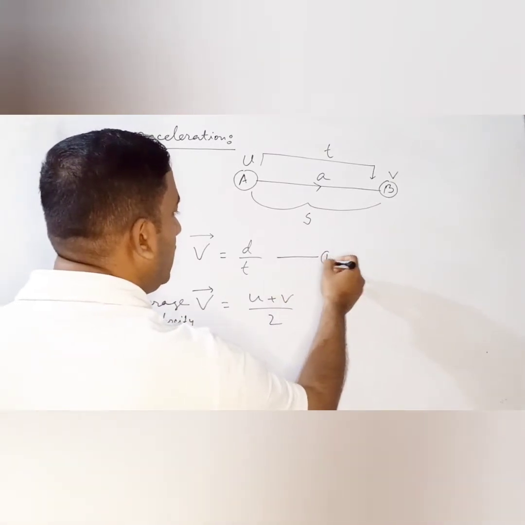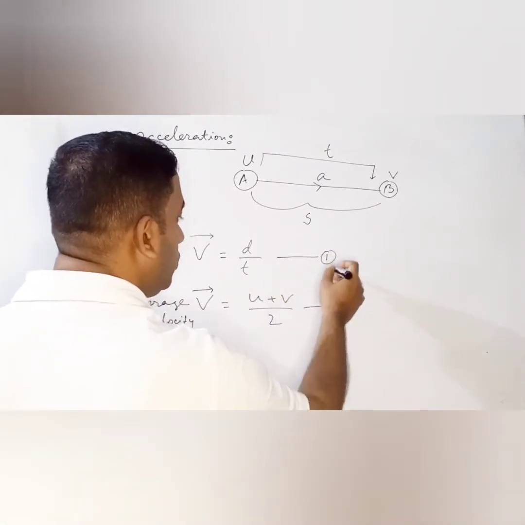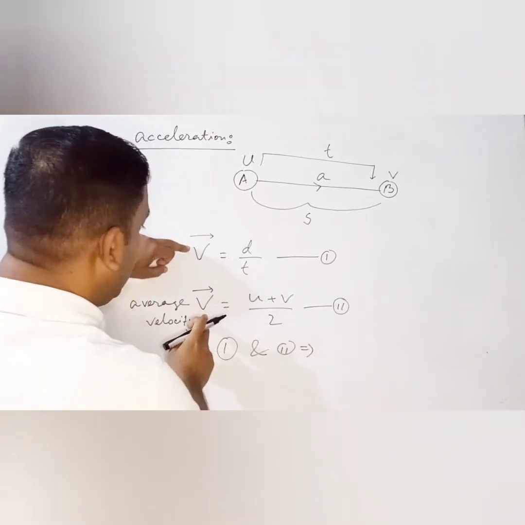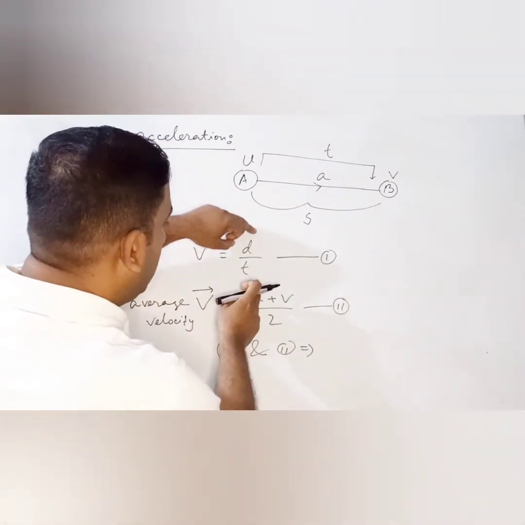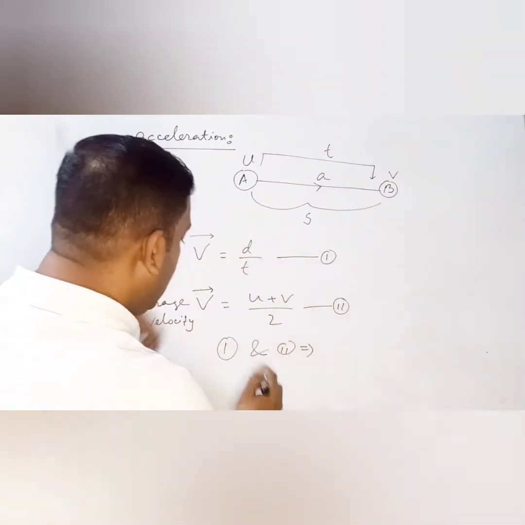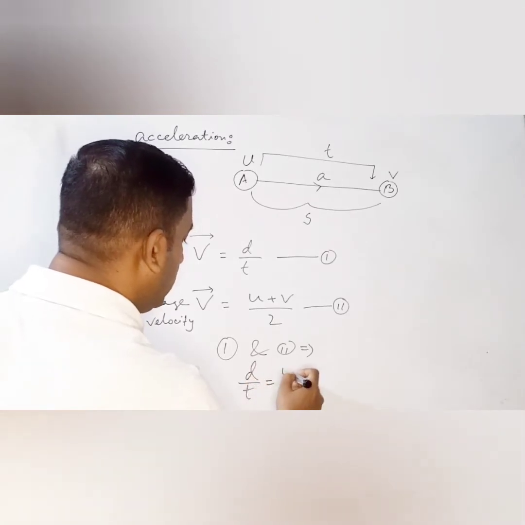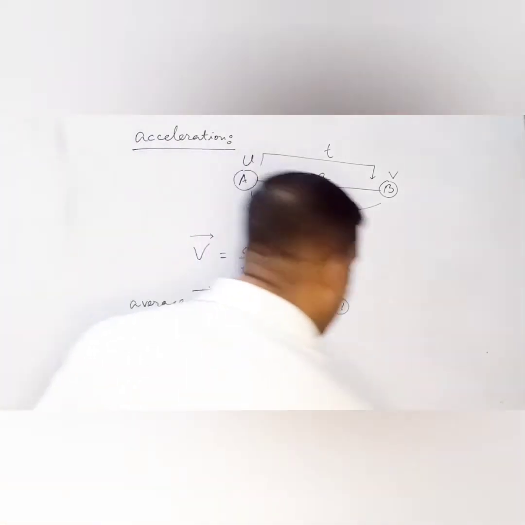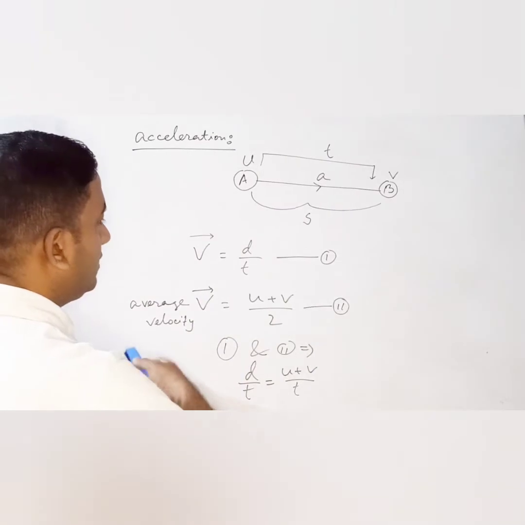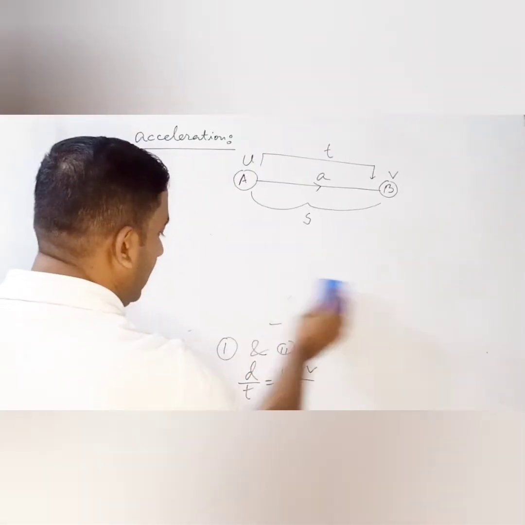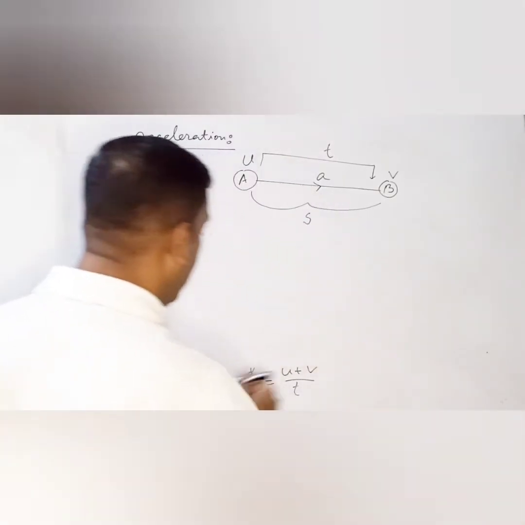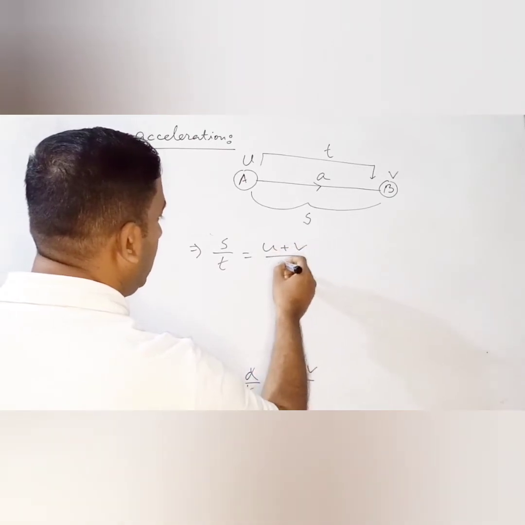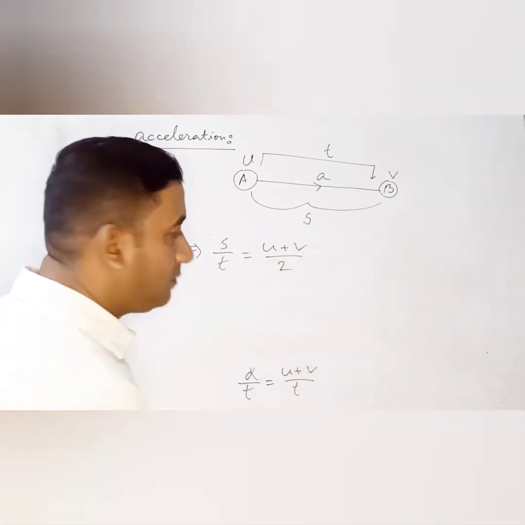So if this is equation 1 and this is equation 2, from equations 1 and 2 we can say that as both are velocity, equation 1 equals equation 2. That is, d by t equals u plus v divided by 2. Instead of d, which is a distance, if we write s, then we can modify this formula as s by t equals u plus v by 2, where s is the displacement.